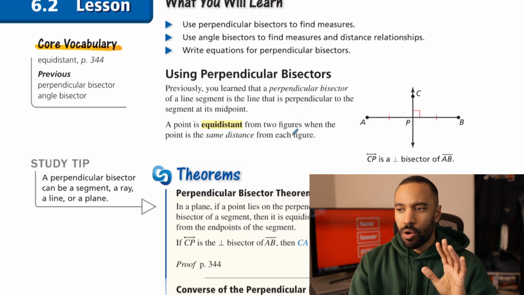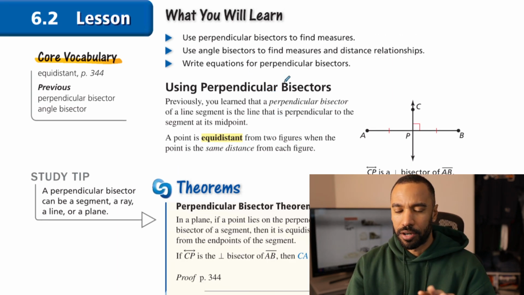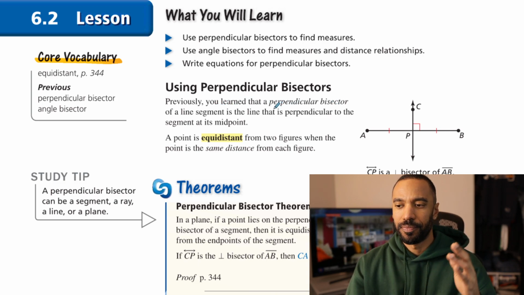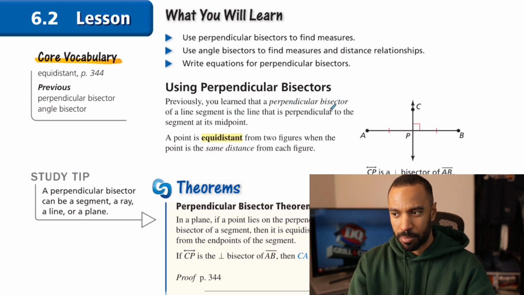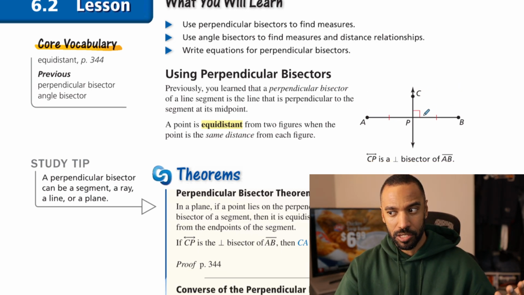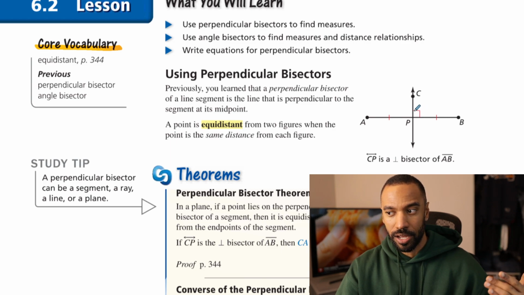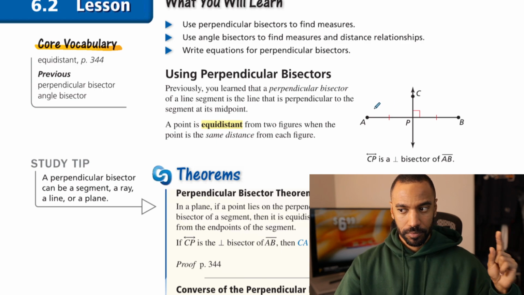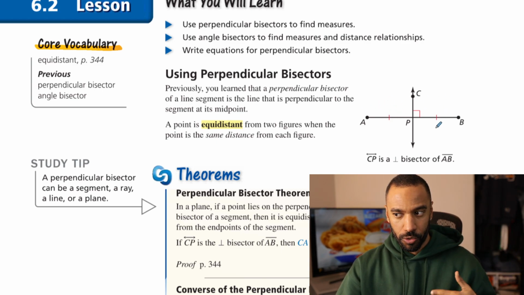Okay, using perpendicular bisectors. So we must have learned this. Maybe it was part of our proofs. I honestly don't remember. Previously, you learned that a perpendicular bisector of a line segment is the line that is perpendicular to the segment at its midpoint. So what they're saying is, if one line's perpendicular to another, that's what makes the right angle. If a line's a bisector of a segment, then it's dividing the segment into two congruent parts.